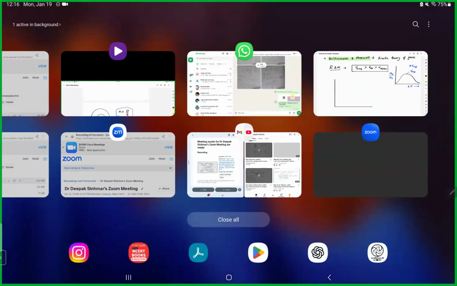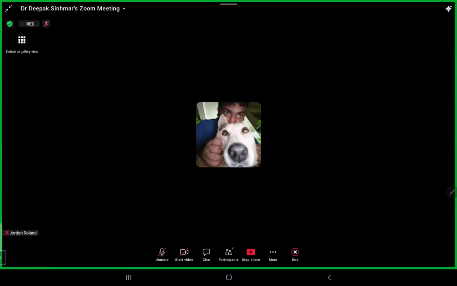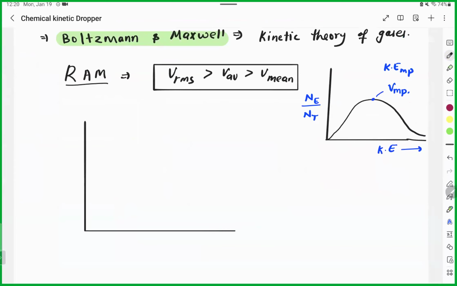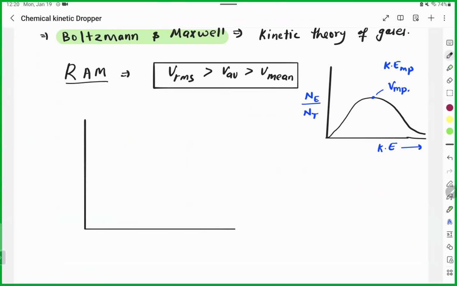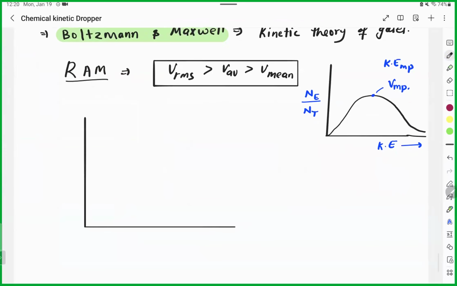Give me 1 minute, guys. Come to the point. So in this case, what will happen? Same thing, ditto same thing. You have a molecule like this, and this is having some energy like this. Okay, this is the normal graph.